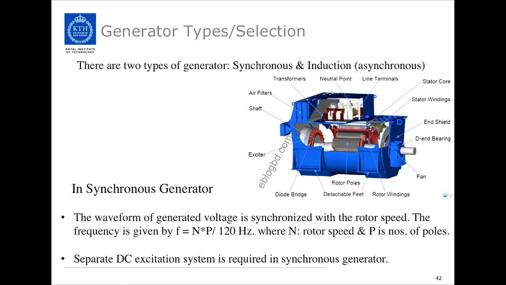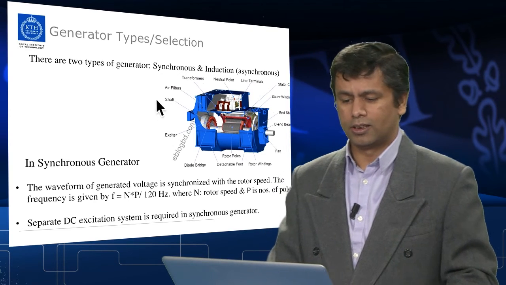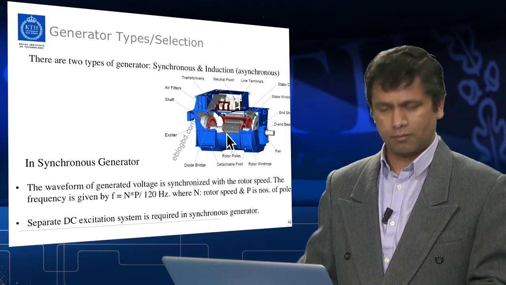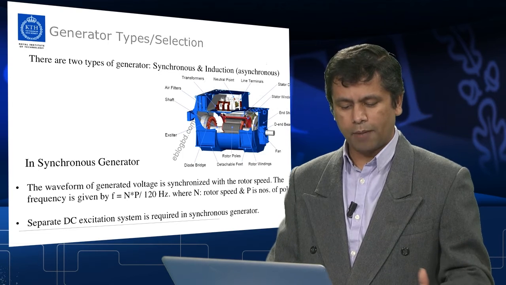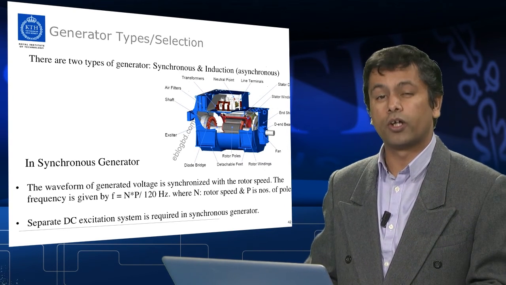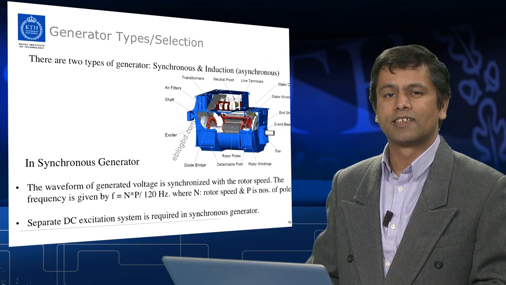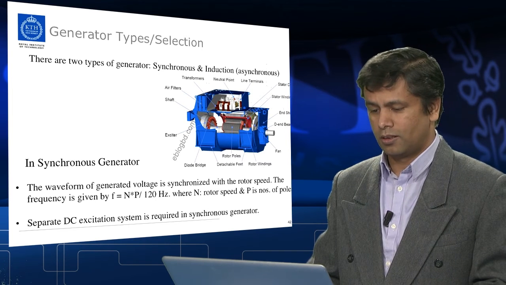So in that case, the frequency is given by N times P divided by 120, where N is the rotor speed and P is the number of poles. And in this type of generator, you have to give the excitation system. So you can have a separate DC excitation system, or you can also have a self-excited synchronous generator.